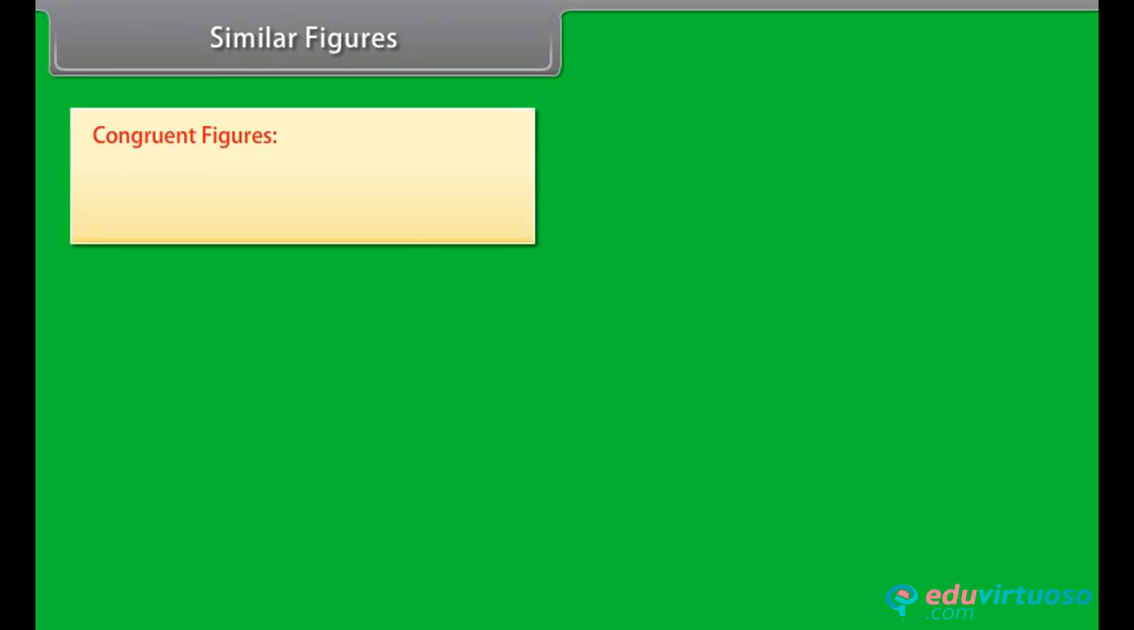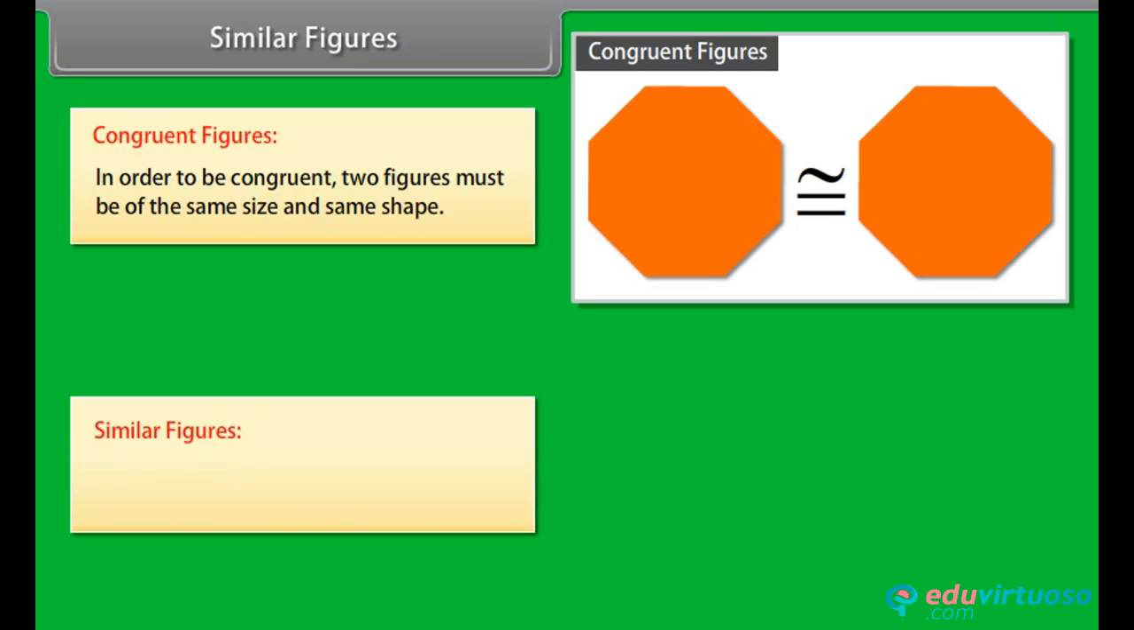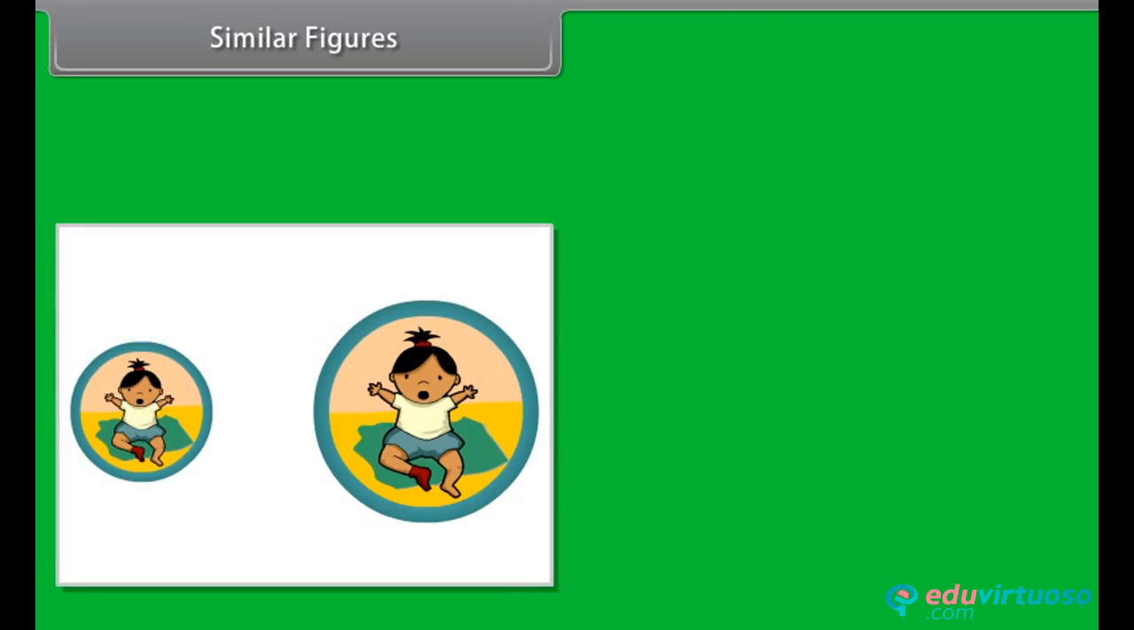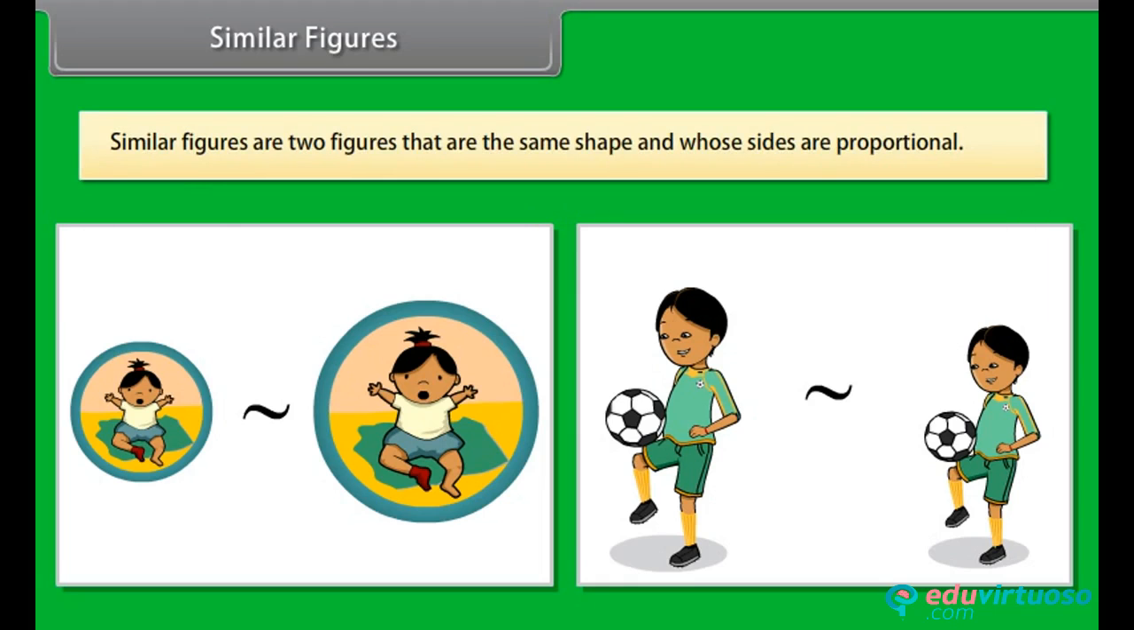Congruent figures. In order to be congruent, two figures must be of the same size and same shape. Similar figures. Similar figures must be of the same shape, but their sizes may be different. This is the symbol that means similar. When you have a photograph enlarged, you make a similar photograph. A photograph can also be shrunk to produce a slide. So, similar figures are two figures that are the same shape and whose sides are proportional.